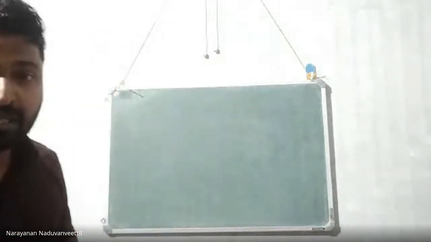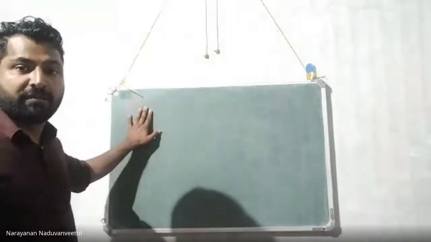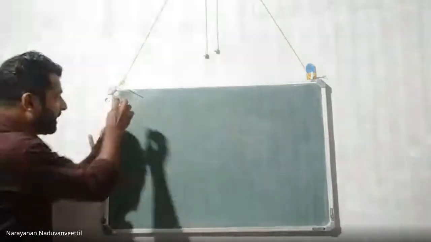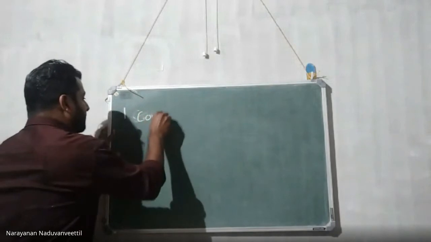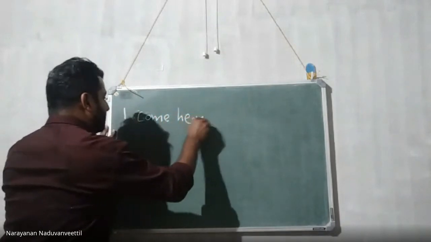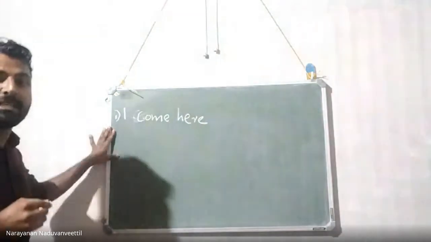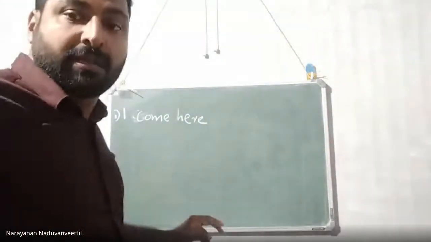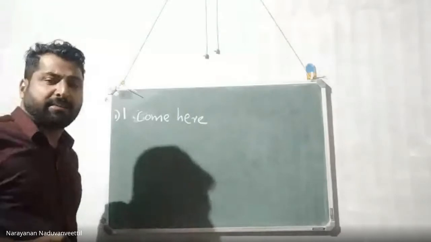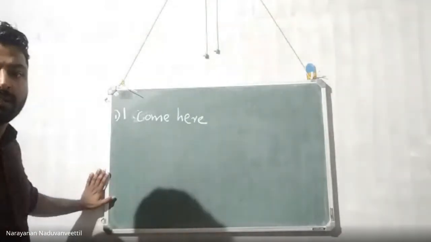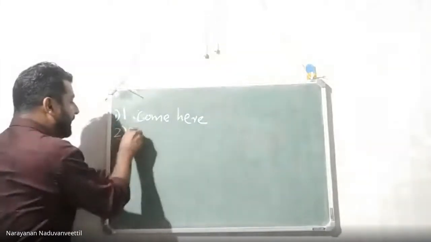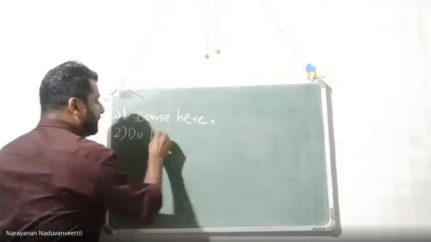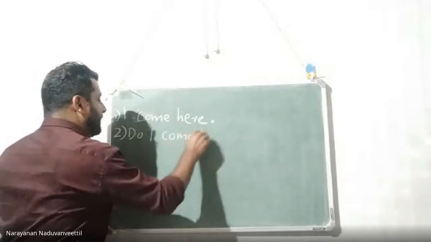Okay, let me write an example for each kind on the green board. We have got a green board here. First one, I come here. Second, hope you can see the board. If you are having any trouble reading what I am writing, please let me know. Second, do I come here?